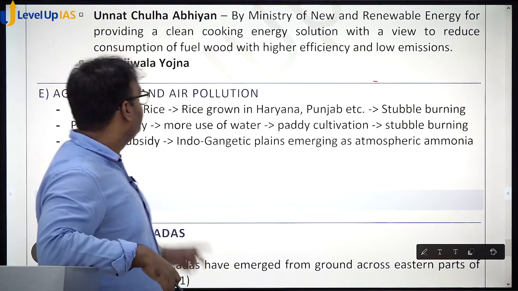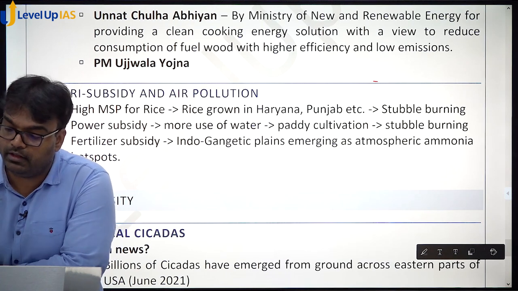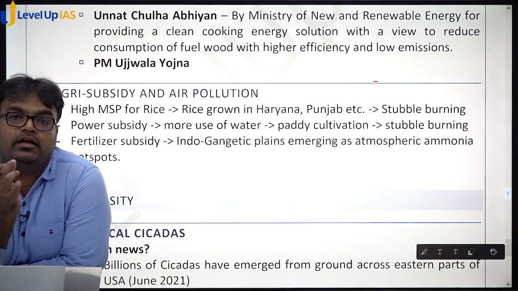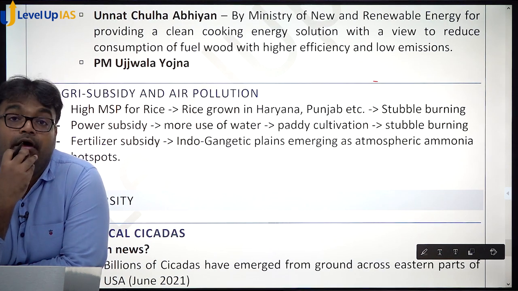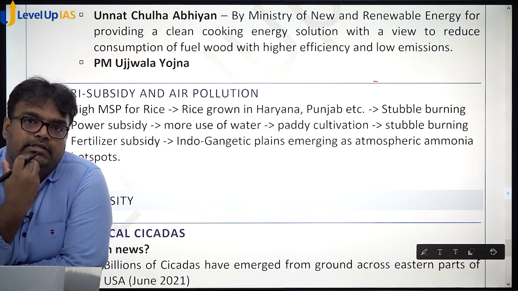First, think of MSP, high MSP for rice. Because of MSP being available for rice, what farmers in Haryana, Punjab are doing, they have moved from their traditional crops to rice.